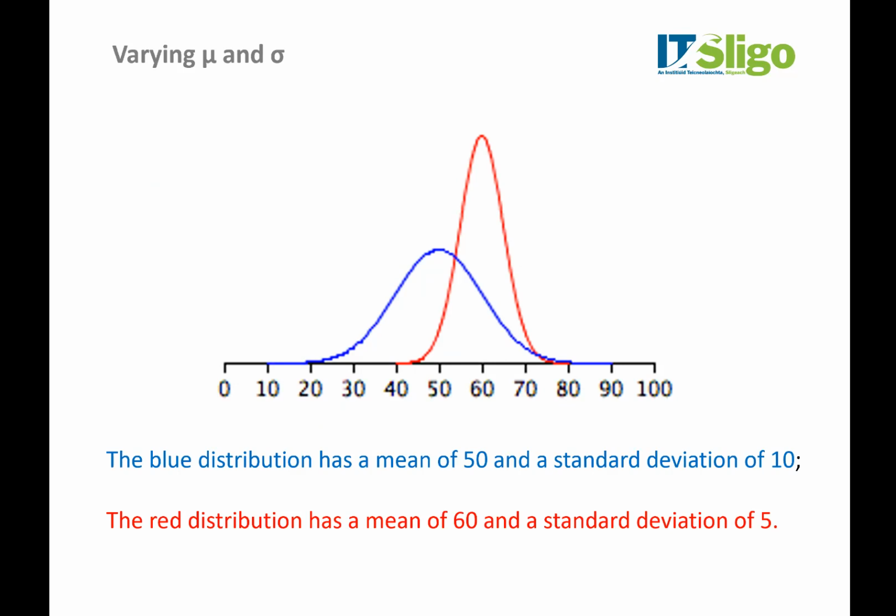So here we just have two typical normal distributions. It's just to show this difference between spread and position. The blue distribution has a mean of 50 and a standard deviation of 10. The red distribution, we can see when the mean has moved, the mean is bigger, so it's shifted the curve to the right. But the standard deviation is lower, so that's what gives us this pointy curve.